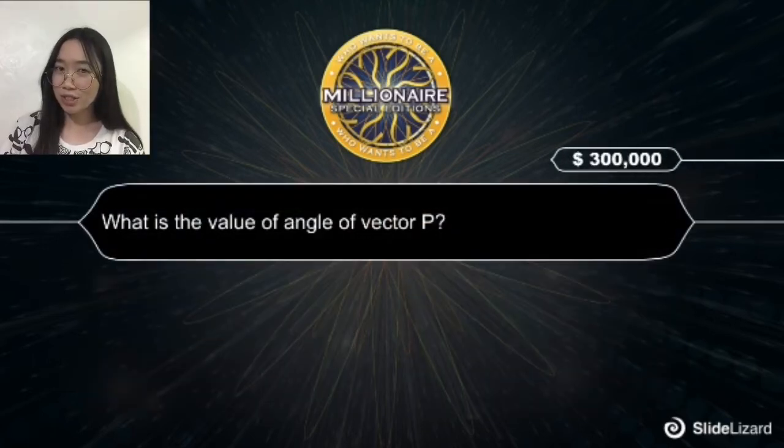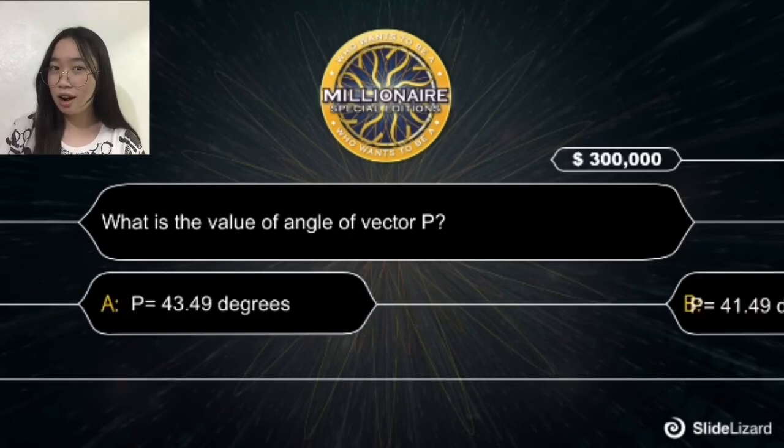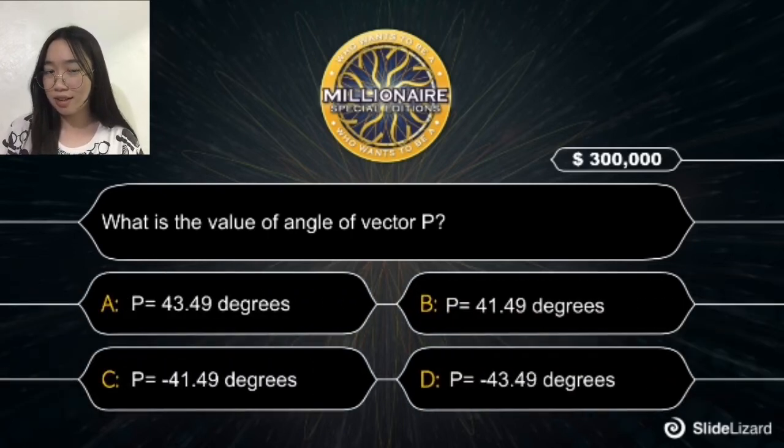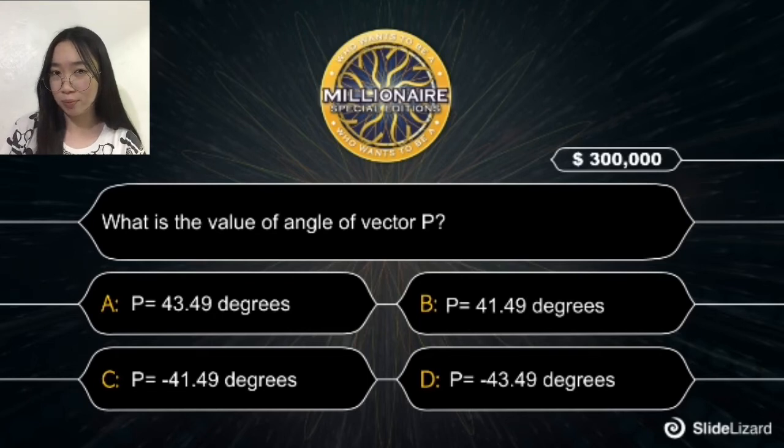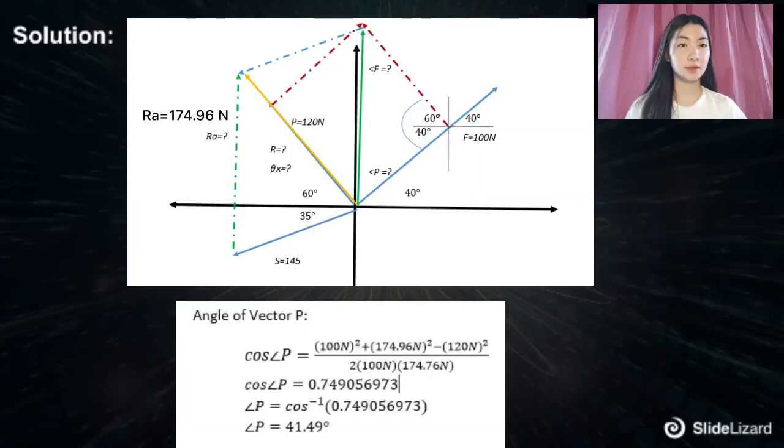For the 10th question, we'll be having $300,000. And the contestant who will answer this is Miss Joanna Tapner. The question is, what is the value of the angle of vector P? Letter B. P equals 41.49 degrees.